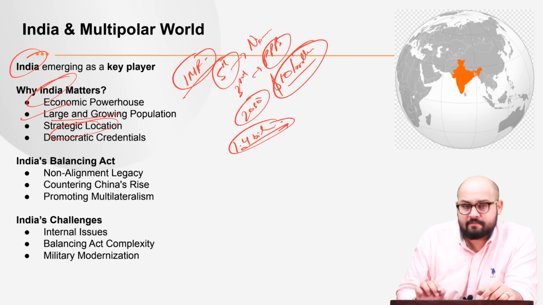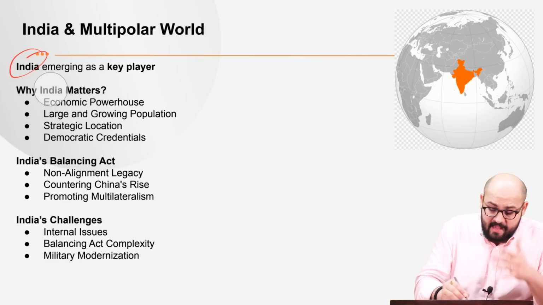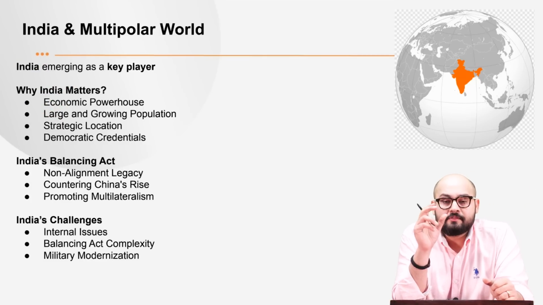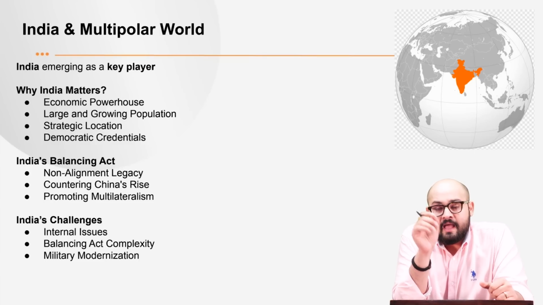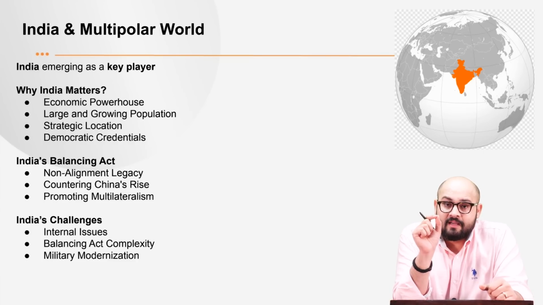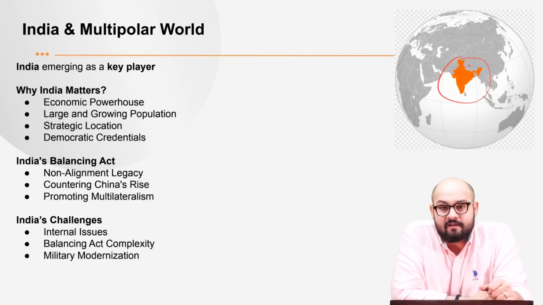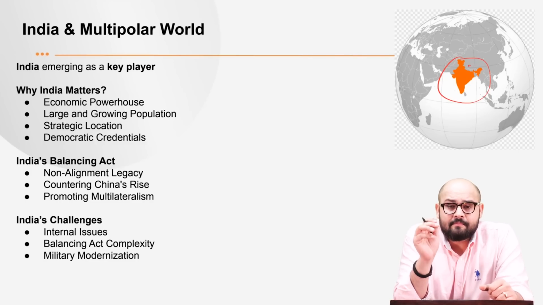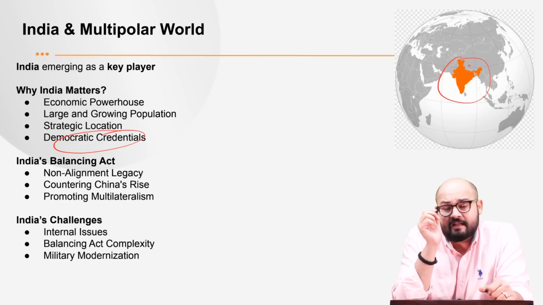Then the strategic location. Please understand, and I have even told this earlier, that as of now, the most important geopolitical construct in the world is the Indo-Pacific. In this Indo-Pacific, the Indian Ocean region is the most important. And in this Indian Ocean, we have India, which is the most important country. So naturally, India becomes the most important geographical entity when it comes to the Indo-Pacific, right? So always remember that.